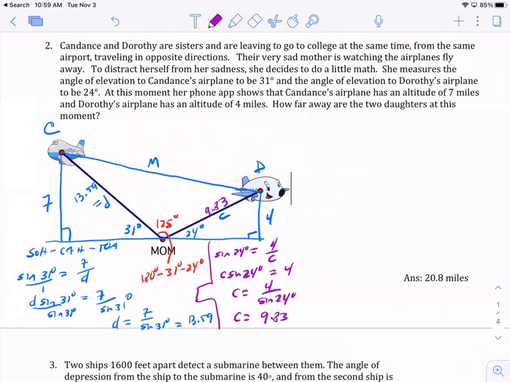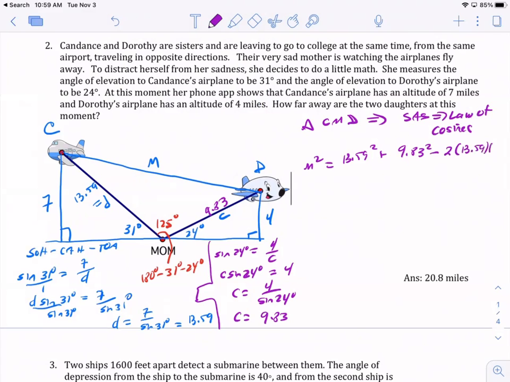Okay, so now we're going to go to triangle, let's call it CMD. And what kind of triangle do we have? You're right, Janie. This is a side angle side, so we're going to use law of cosines. Okay, Janie, go ahead, you could set it up for us now. So m squared equals 13.6 squared plus 9.83 squared minus 2 times 13.6 times 9.83 cosine of 125.